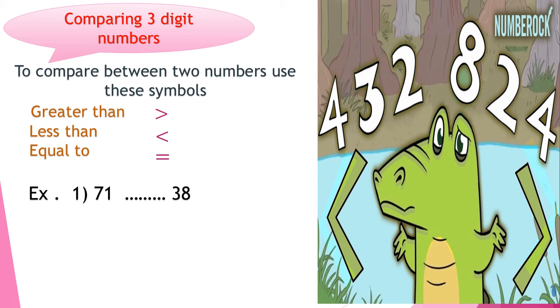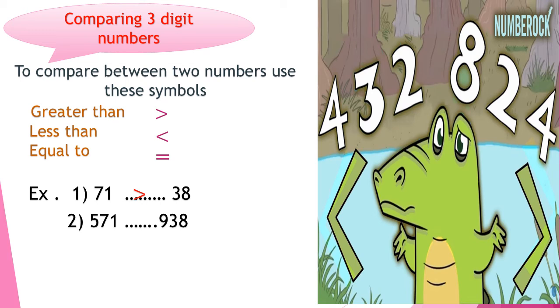For example, number 1, 71, 38. We have two digits, and we have here also two digits. Then look at the tens place. 7, 3. 7 is greater than 3. Then 71 is greater than 38.